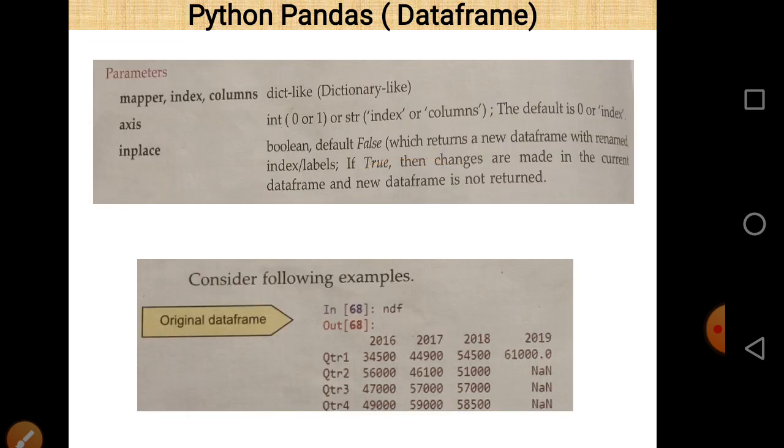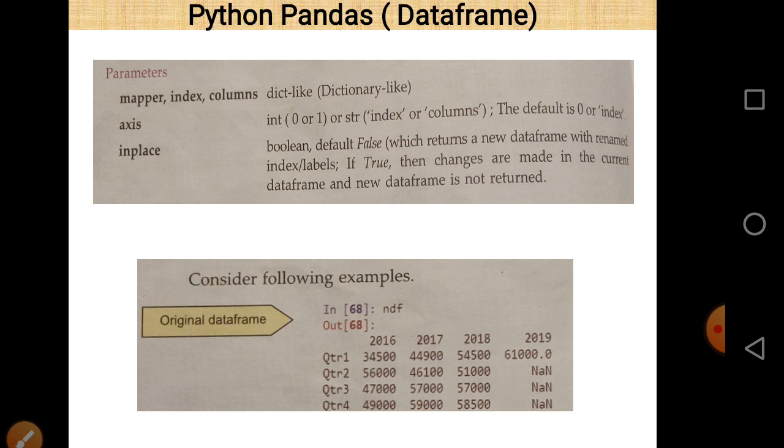2016, 2017, 2018, 2019 are the names of columns, and Q2R1, Q2R2, Q2R3, Q2R4 are the names of rows. You can change the name of rows or indexes, or you can change the name of columns. We can change the name of Q2R1, Q2R2, Q2R3, Q2R4 easily using the axis equal to 0 parameter.